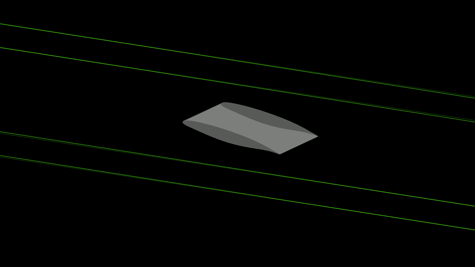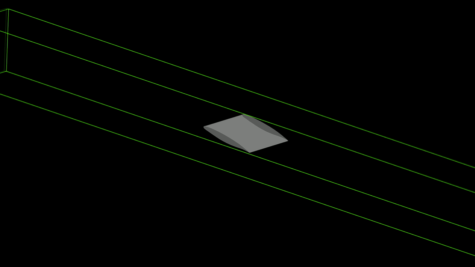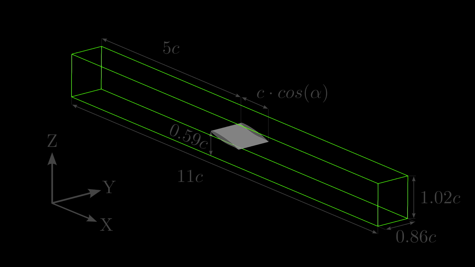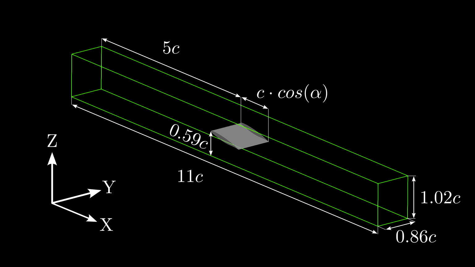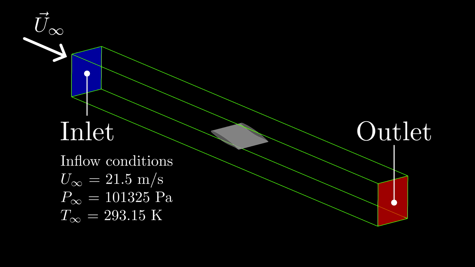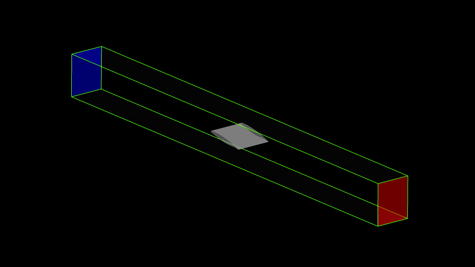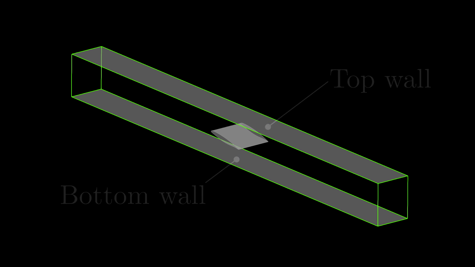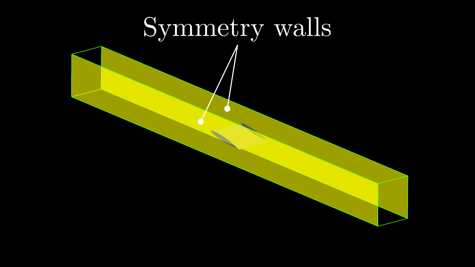Before going any further, we will introduce the computational setup whose intention is to replicate the experiments undertaken at the IMFFT. The computational domain consists of a rectangular prism with the displayed dimensions. The most upstream and downstream faces of the domain have been chosen as inlet and outlet boundary conditions. The top and the bottom walls are modeled with slip conditions. And finally, the lateral walls are modeled as symmetry walls.